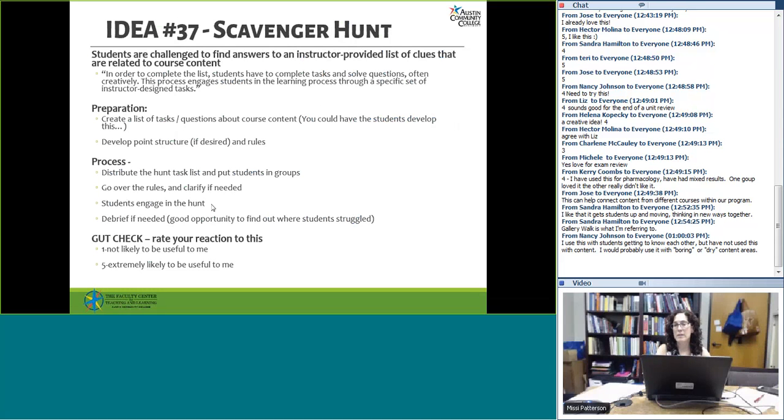So I know that they're using this in student development in some of the classes to get students familiar with all the services on an ACC campus. So maybe the list of tasks is find the library, get a librarian to sign your sheet. Find the advising office, get an advisor to sign your sheet, whatever. So it can be tasks like a typical scavenger hunt, or you can ask them questions about course content.